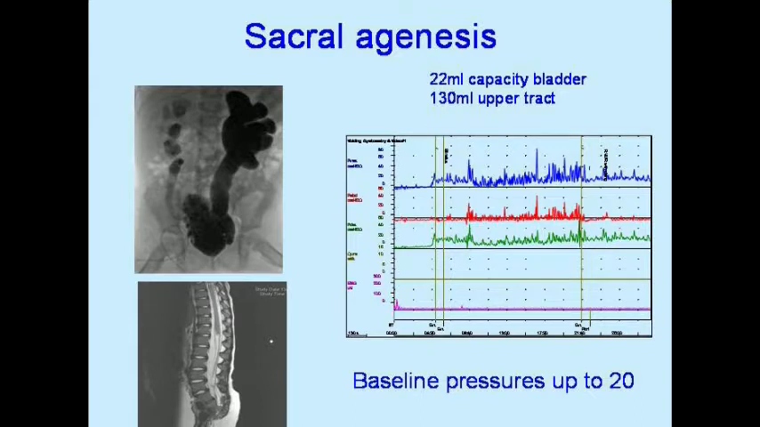Caudal regression syndrome. This is a 3-year-old little girl who had recurrent urinary tract infections and who really didn't pass urine in a stream. She just dribbled. Her MRI scan showed truncation of the spinal cord, which is seen in caudal regression. Her urodynamics showed that her upper tract held far more than her bladder, and her baseline pressures were also raised.